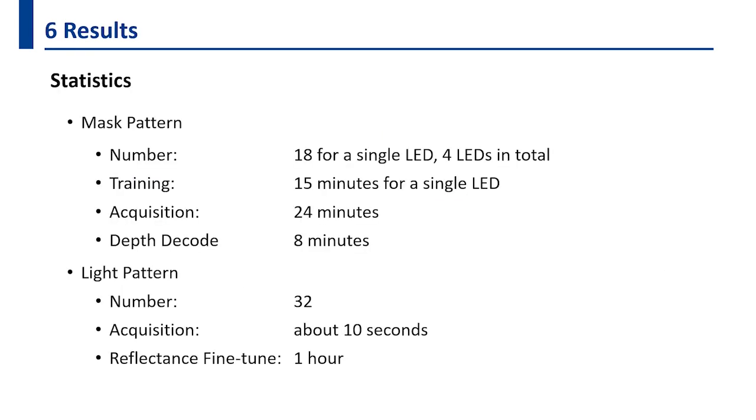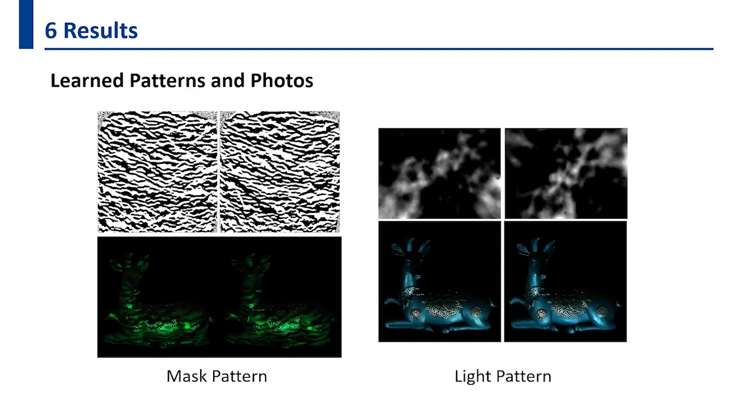We pre-train 72 mask patterns for shape acquisition. The acquisition time is about 24 minutes and it takes 8 minutes to compute a depth map of 1500 by 1500. For reflectance acquisition, we pre-train 32 light patterns. The acquisition time is just about 10 seconds and it takes 1 hour to optimize the reflectance stored in the texture maps. These are learned mask patterns, light patterns, and the corresponding photographs.